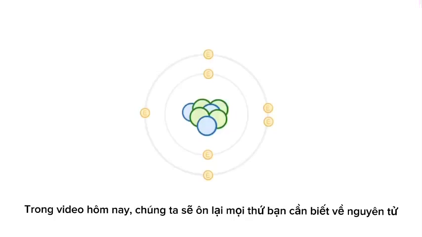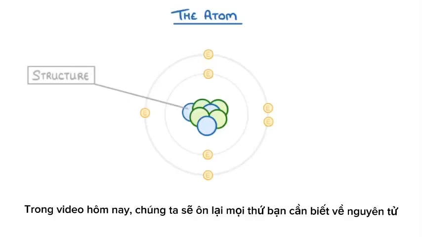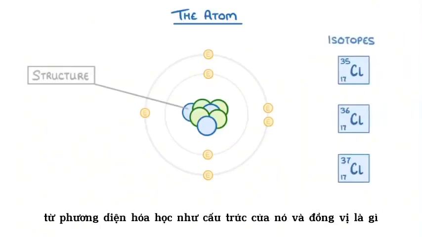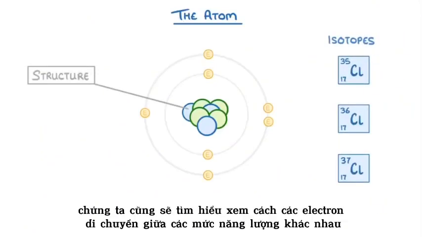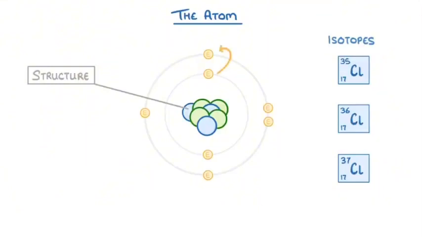Hi guys, my name's Quân, and in today's video, we're going to do a quick review of everything that you need to know about the atom from chemistry, like structure and what isotopes are. We'll also look at how electrons can move between different energy levels.